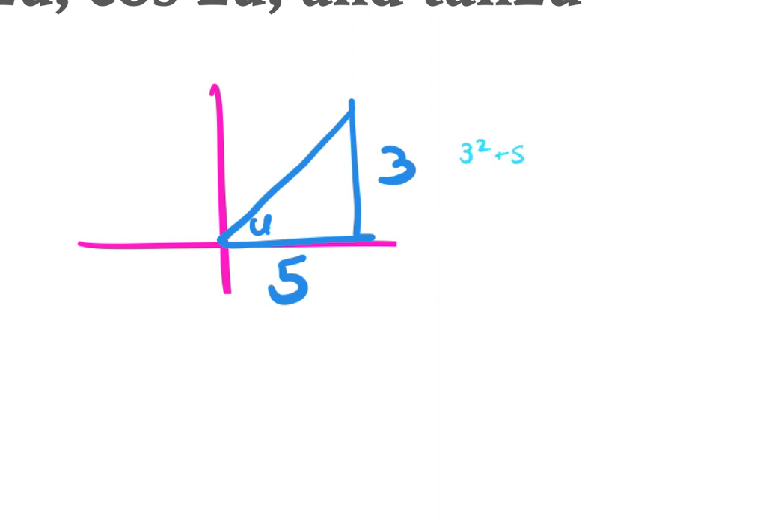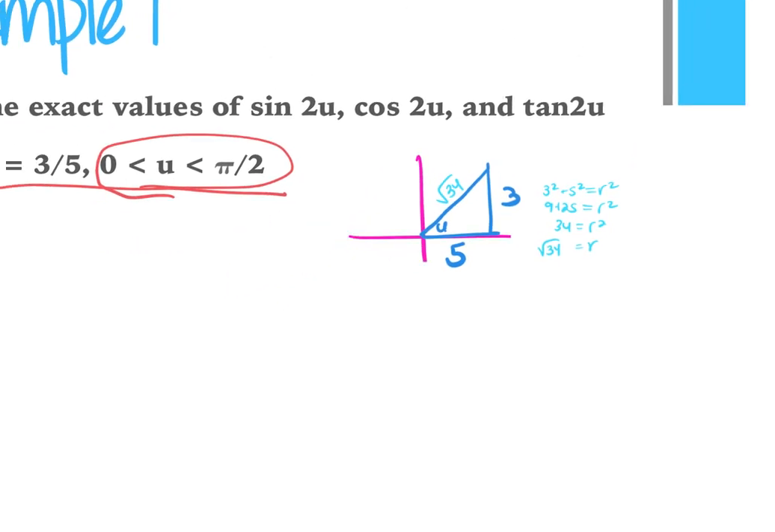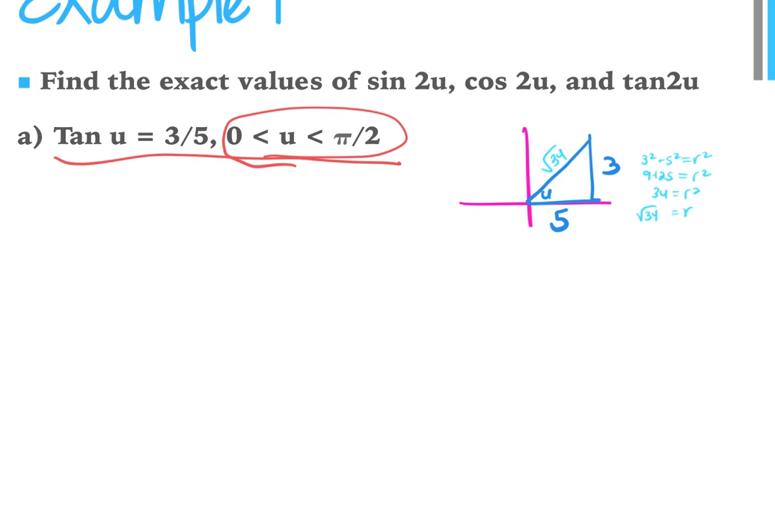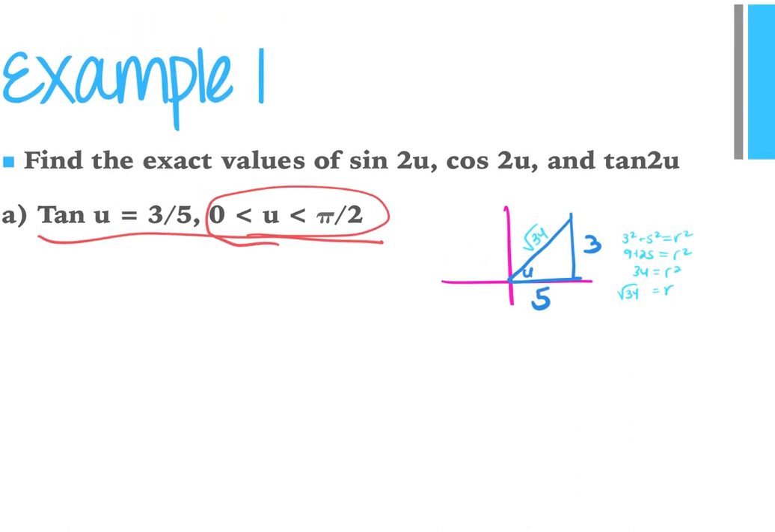3 squared plus 5 squared equals the radius squared, or x, whatever, c squared, call it whatever you want. 9 plus 25 equals the radius squared, 34. And r is the square root of 34. So I've got to complete the triangle to then use it with those formulas. So I'm going to pull in the formulas so that you have the visual on it.